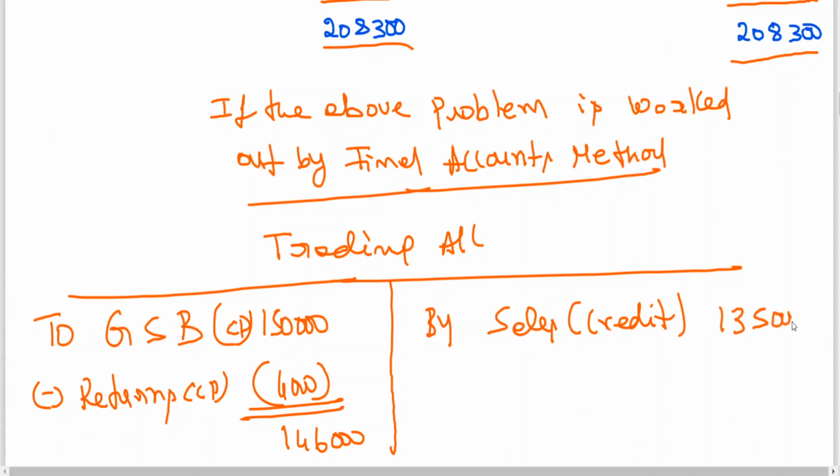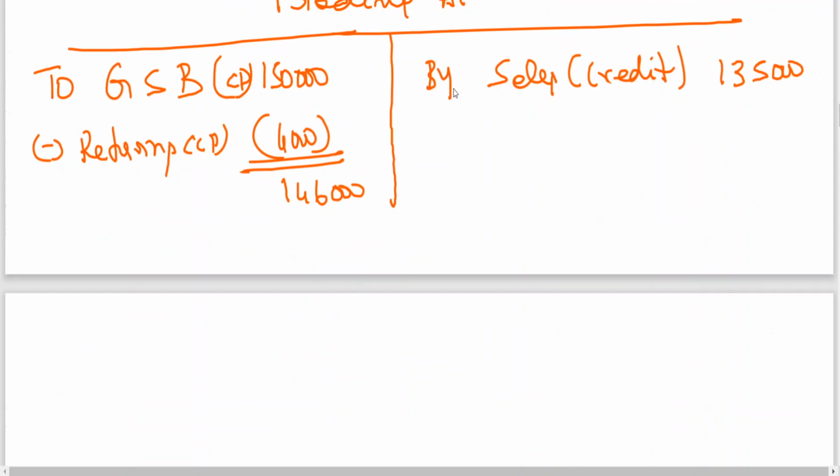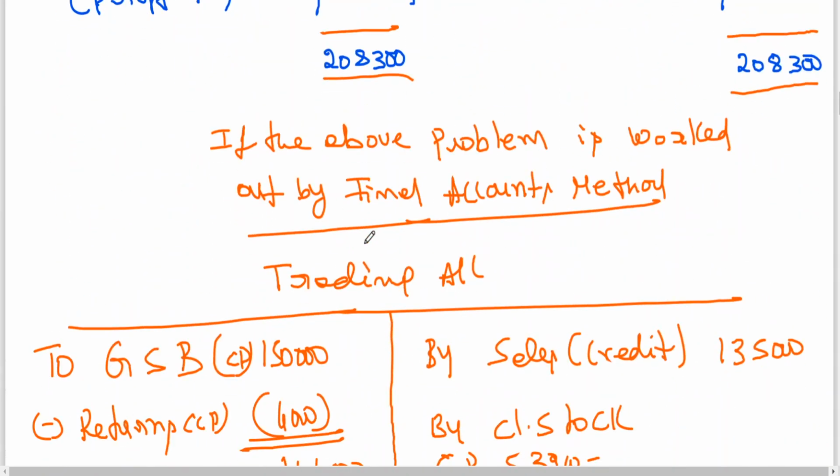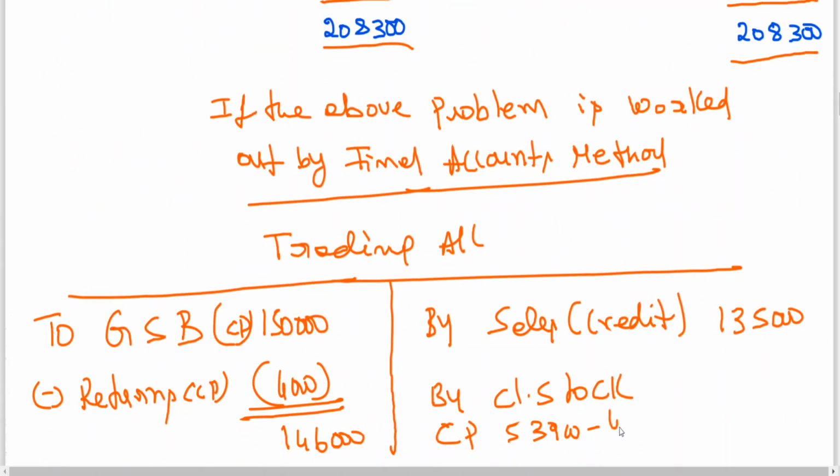$1,35,000. This is final accounts method. Next, closing stock. Closing stock also at what value? Cost price. How to get cost price, sir? We got invoice price, no, 53,900 minus loading, we got 4,900. $49,000.